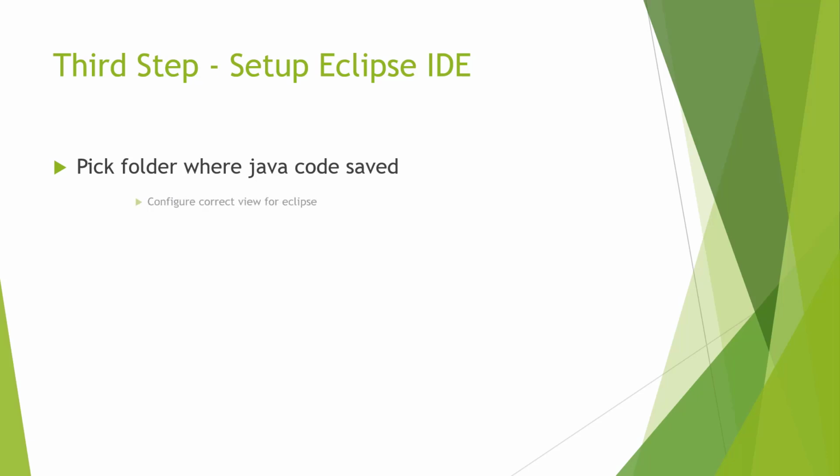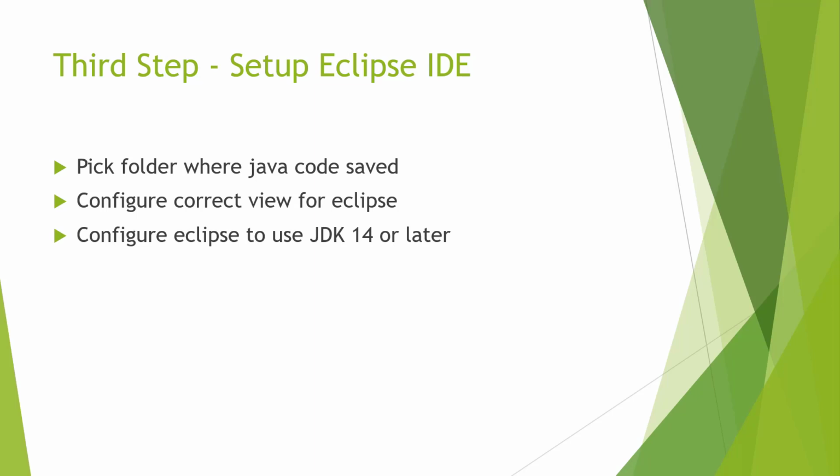We then need to configure how Eclipse looks to you. Alright, so I want to ensure that the view I have of my Eclipse is going to look exactly the same as the view you will have on your machine. This is to avoid any confusion in the lessons and also to make it easier for you. We next want to ensure that Eclipse is using the correct JDK. We want it to use JDK 14 or later, which you should have installed in the previous steps.